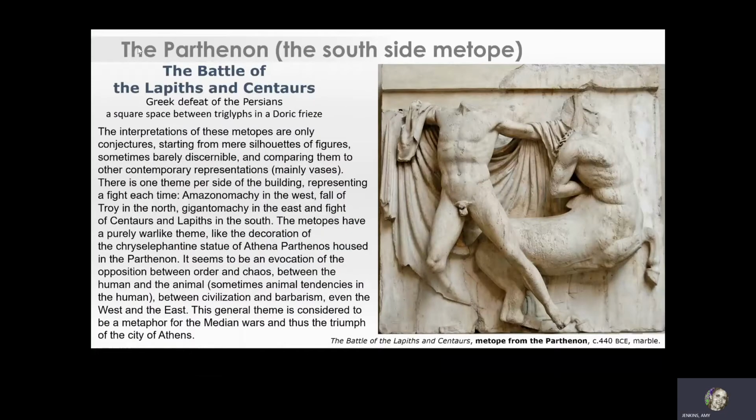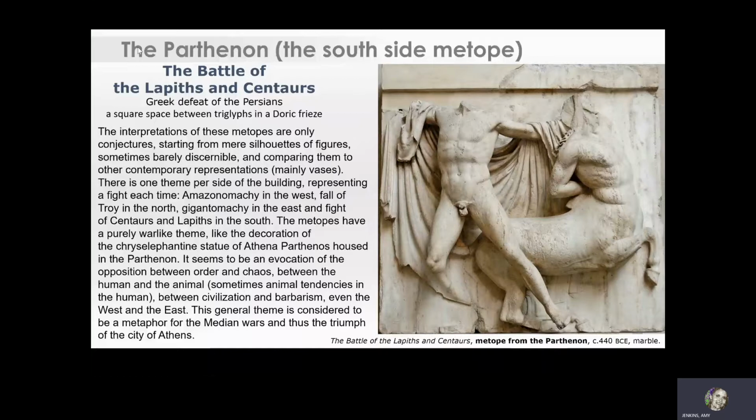The Parthenon, this is a south side metope. It's a battle of the Lapiths and Centaurs. The Greeks defeat the Persians. A metope is a square space between the triglyphs in a Doric frieze. The interpretations of these metopes are only conjectures, starting from mere silhouettes of figures, sometimes barely discernible, and comparing them to other contemporary representations, mainly vases.